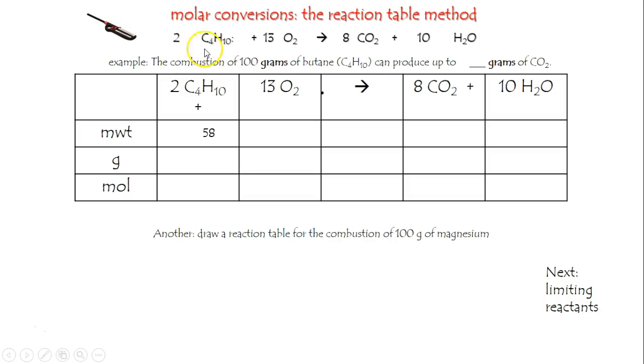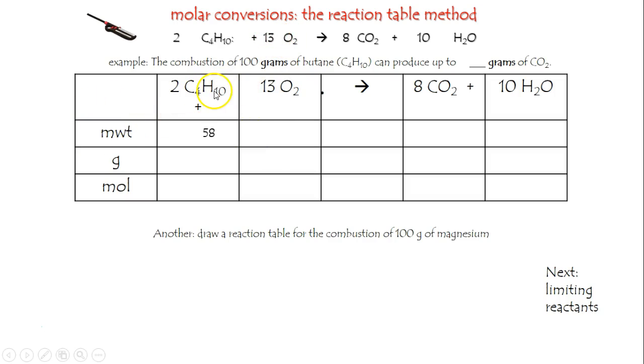In this particular case, we're burning some butane, which we've done many times. Convince yourself those molar ratios are correct, and answer this question. The combustion, that means to burn, 100 grams of butane can make up to how many grams of carbon dioxide? The wording of this question tells you they're using excess oxygen. When they say up to, that means if you have enough oxygen, you can make up to. Therefore, this plays no role in the chemical solution.